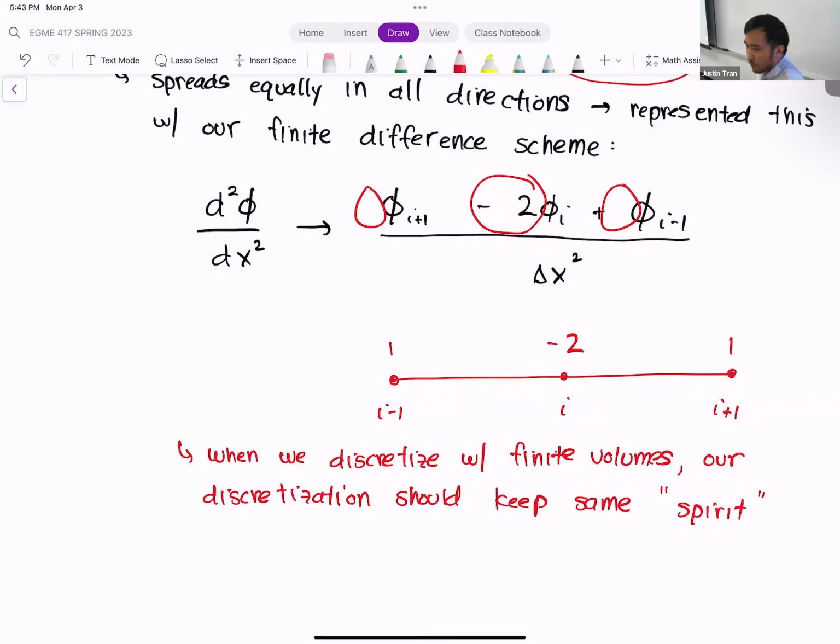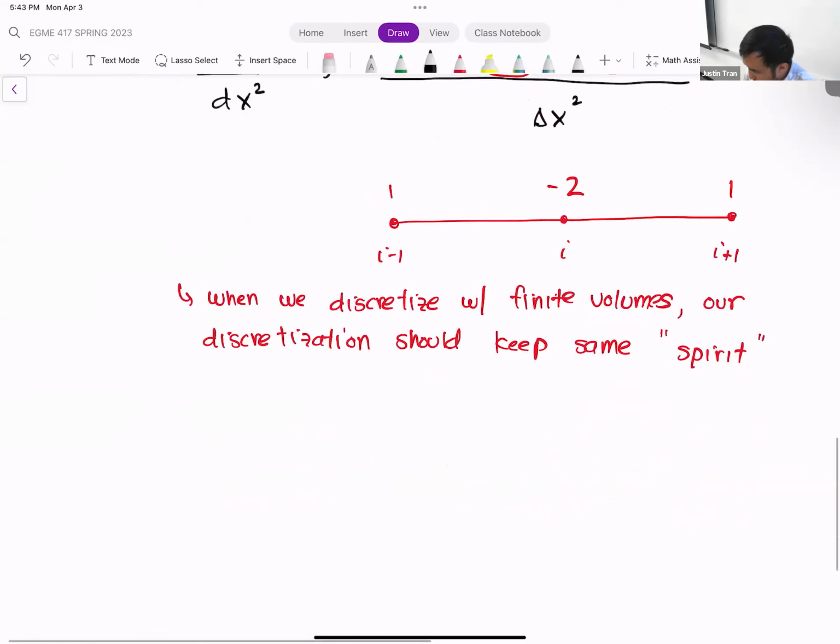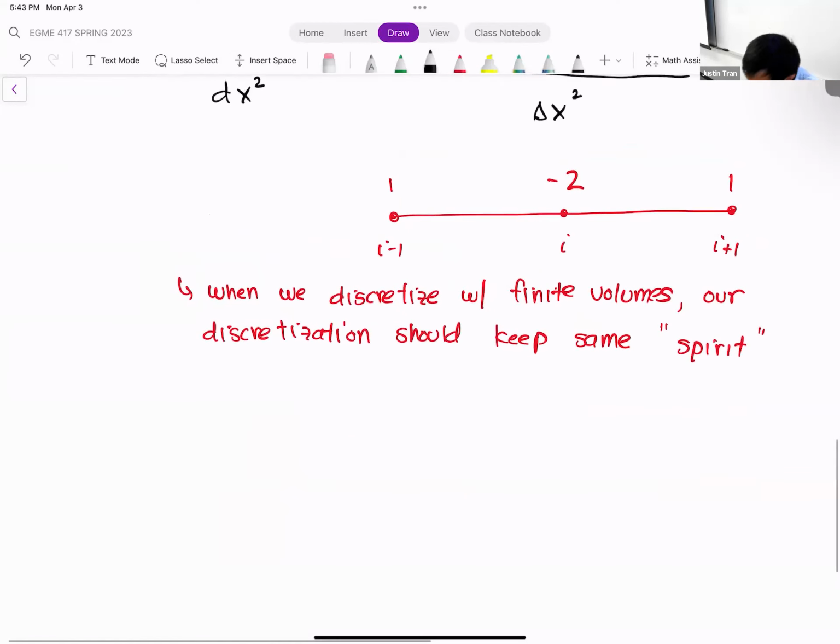So I want you to keep an eye out for that, as we go about applying the finite volume method. All right. Any questions on this so far? Okay. All right. So let's get started then. So let's see how we actually apply the finite volume.